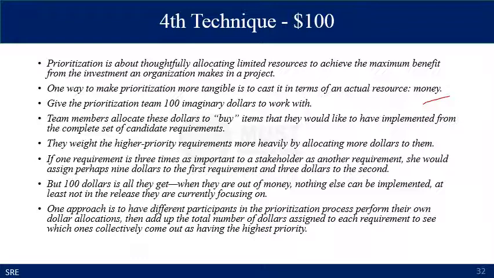currently focusing on. So one approach is to have the different participants in the prioritization process perform their own dollar allocations and then add up the total number of dollars assigned to each requirement to see which ones collectively come out as having the highest priority.